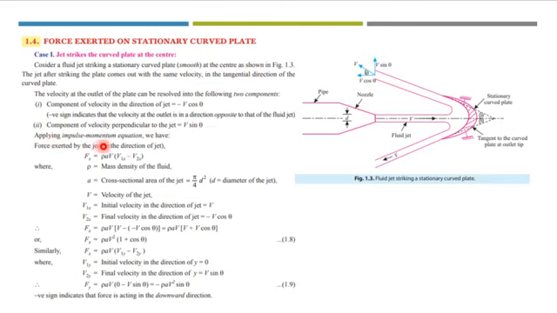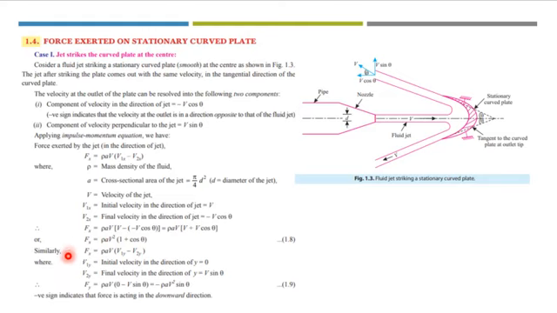Now we will apply the impulse momentum equation, and the force exerted by the jet in the direction of the jet, denoted as Fx, will be equal to the mass per second into the change in velocity in the x direction. So Fx will be equal to rho A V into V1x minus V2x. The initial velocity in the x direction is V, and the final velocity in the x direction is minus V cos theta. So upon entering and simplifying, we get Fx equals rho A V square into 1 plus cos theta.